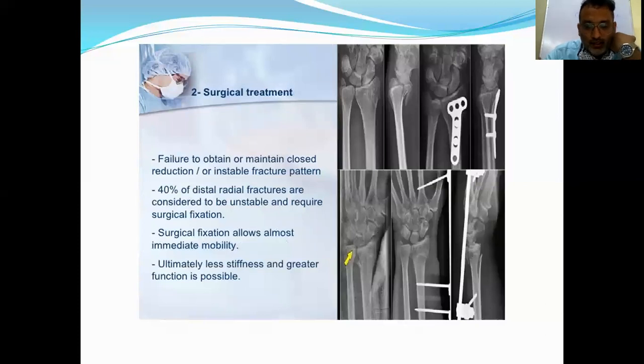So how do you treat? The surgical treatment, as I told you, various modalities, plate fixation or external fixator fixation. Surgical fixation allows almost immediate mobility. Okay, so you don't need to immobilize unnecessary joints. So you can go for partial, passive movements of surrounding joints if it is a stable fixation. So what is the advantage? Reflex sympathetic dystrophy, which is the most common side effect, doesn't come. So ultimately, less stiffness and greater function is possible with operative fixation.